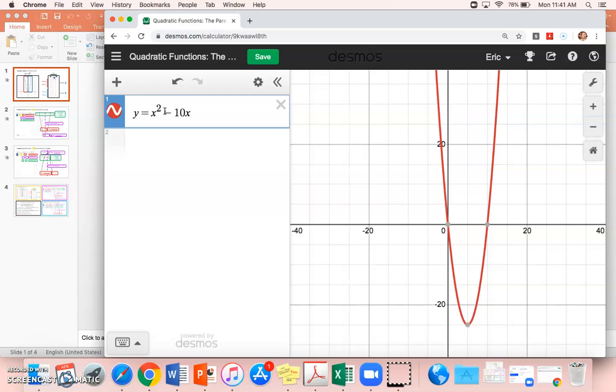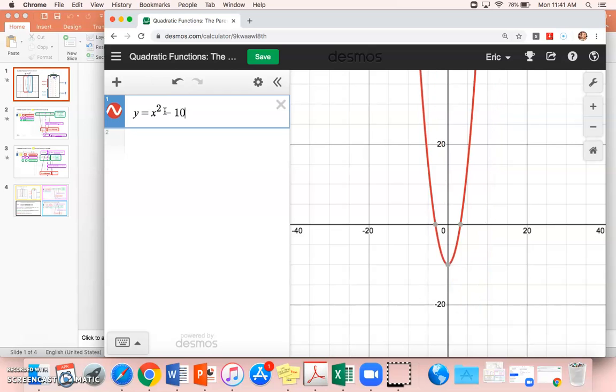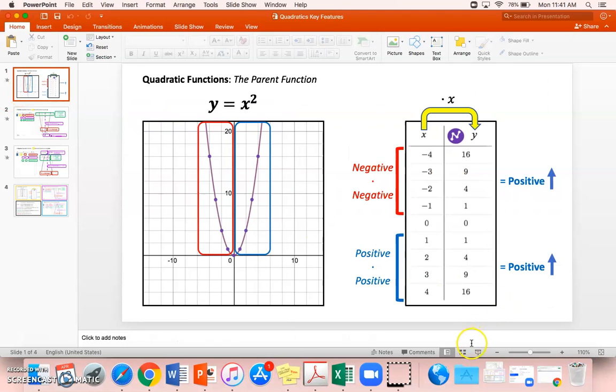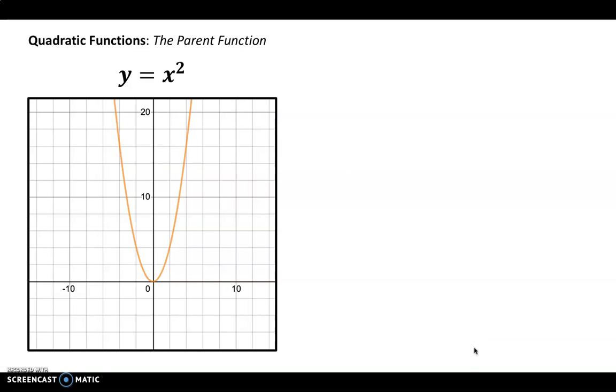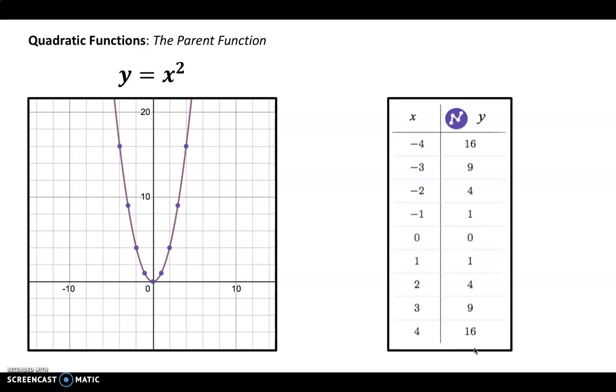And so these changes that you can do to the parent function, the basic function, are going to be things that we look at gradually over the next month. But for now, we just need to focus on the starting point. So y equals x squared. If I add specific points to that, you'll notice a little pattern. If I look over here at the table, you should see similar numbers for the negatives and the positives. Well, think about why that is. What are we doing to the x?